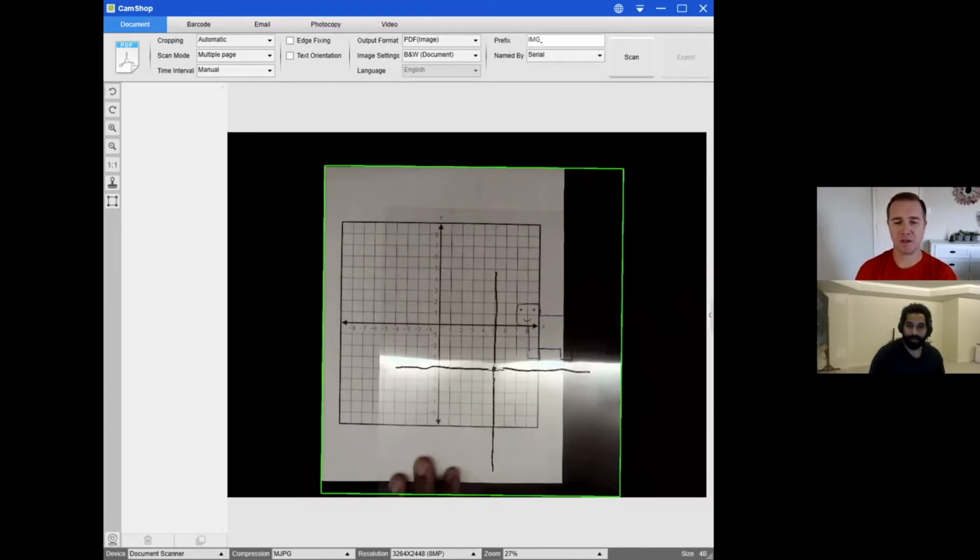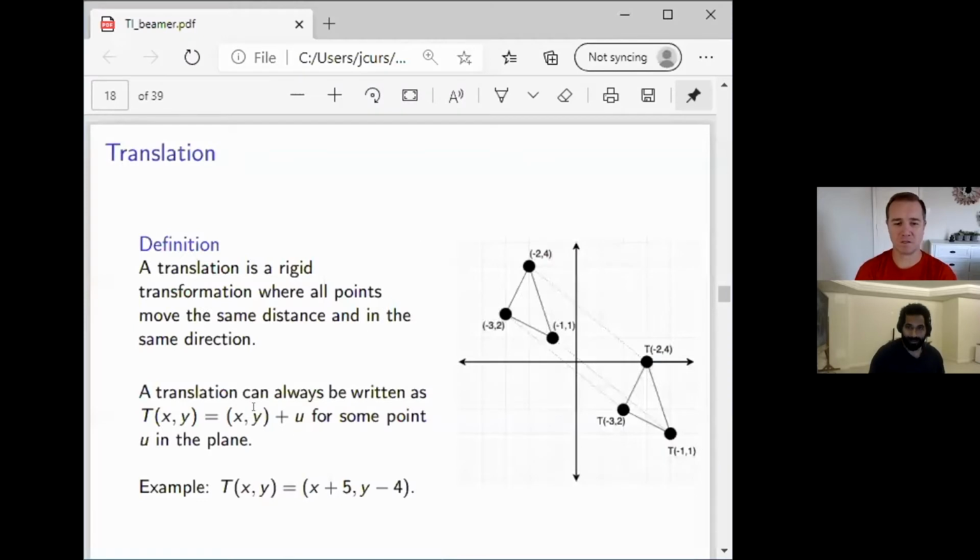That's awesome. So everybody got moved, including that origin. Exactly. And all the same distance and in the same direction. Cool. Okay. So that's translation.